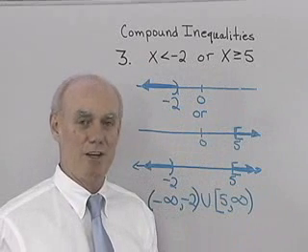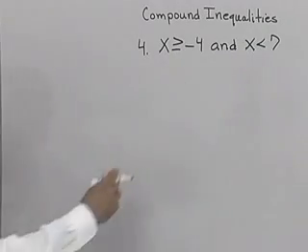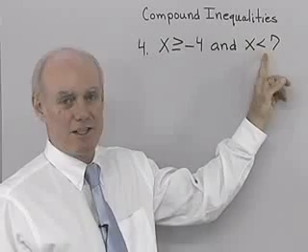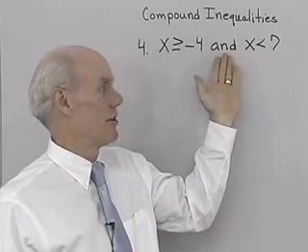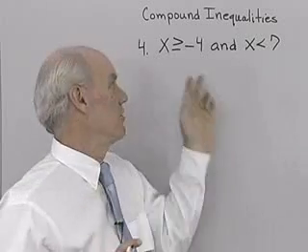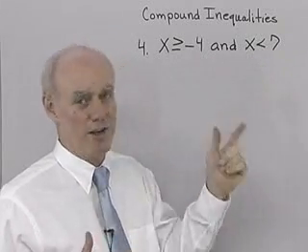Let's see what happens when we have two inequalities connected with the word and. That would be problem number 4, where I have x is greater than or equal to negative 4 and x is less than 7. So here I have one inequality, a second inequality, and they're connected with the word and. So on the number line, I want to find all the numbers that do this and do this. That's different than all the numbers that do one or the other.